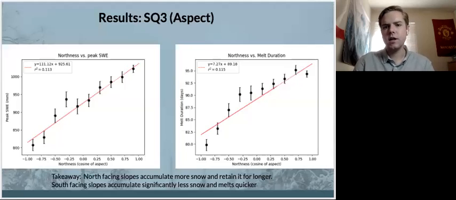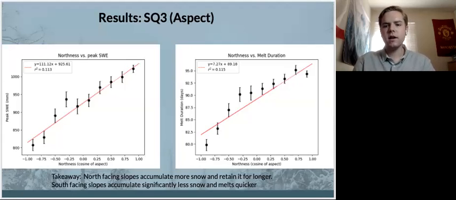One thing to note is that I changed aspect into northness by taking the cosine. So rather than being from 0 to 360 degrees, the cosine of aspect allows me to see a linear relationship where -1 is south and 1 is directly north. And as you can see from the graphs, melt duration and peak snow water equivalent increased as aspect became more north. And the R² values are pretty high and roughly equal, so northness is an important variable to the snowpack.